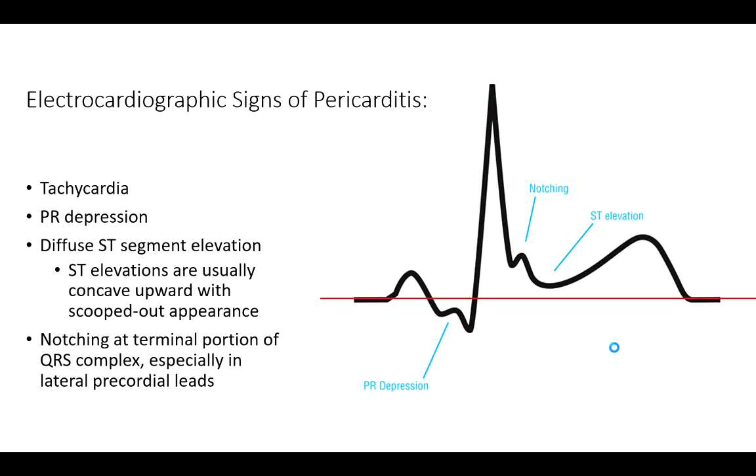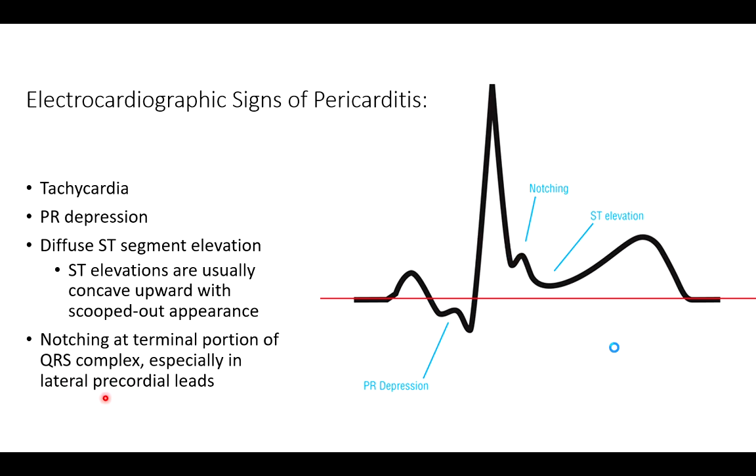But electrocardiographic signs of pericarditis might be something like, again, looking for multiple things. Do I see PR depression and tachycardia? Do I see something like notching? Is there a clean swoop-type transition between the QRS segment and the T wave? Because I might see ST segment elevation, which is concave, with a scooped-out appearance, and there's also notching at the terminal portion of the QRS complex.